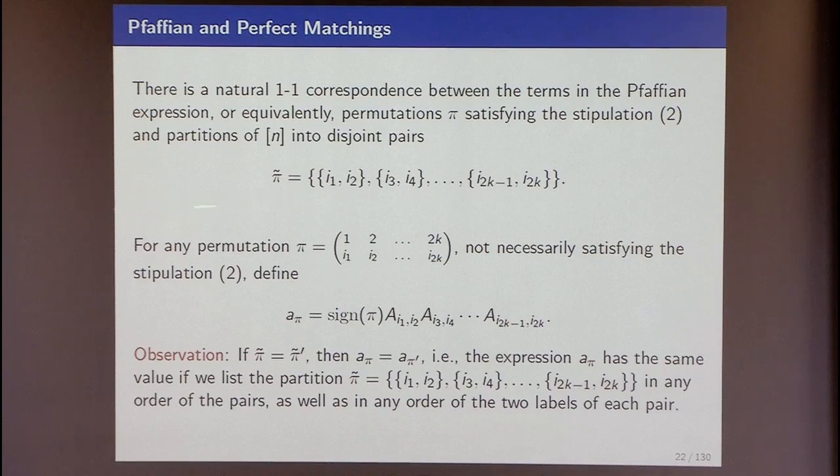So every partition corresponds to k factorial times 2 to the k different ways, right? Exactly one of them is canonical, and every one of those terms corresponds to the same term. So another way of writing the Pfaffian, more like the determinant, is the sum over all permutations, and then you divide out by k factorial times 2 to the k. Okay? It's interesting that I can compute this term regardless of whether the permutation satisfies the stipulation or not. That's important.